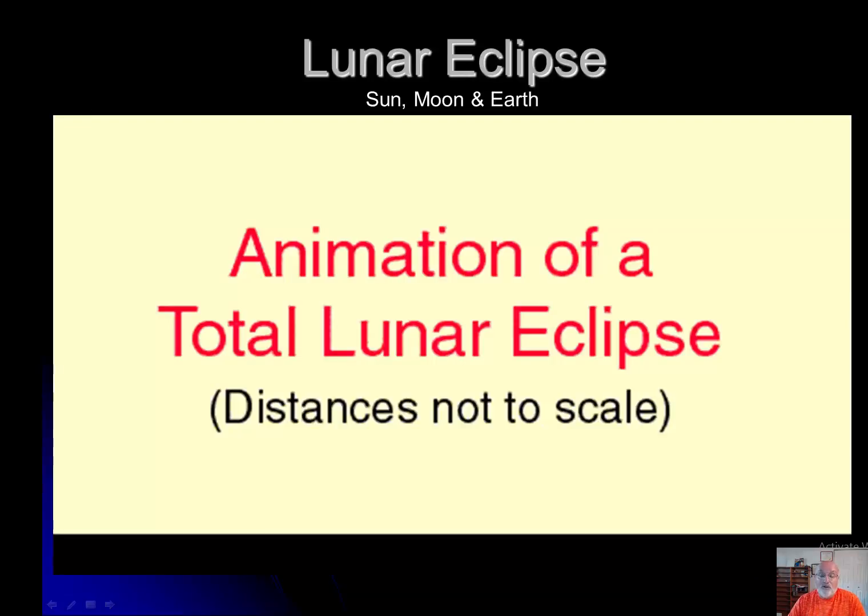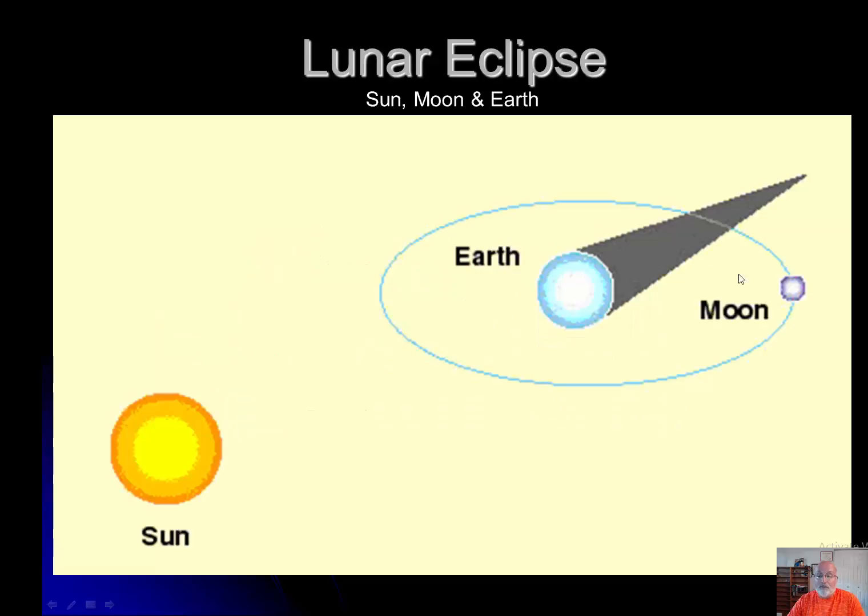Here's an animation of a total lunar eclipse, and we're going to have the sun here, and we're going to have the Earth there, and we're going to have the moon here, and the moon's going to move into the Earth's shadow. The moon is smaller, the Earth's shadow is larger, so this lasts a lot longer, and there's the blood moon.